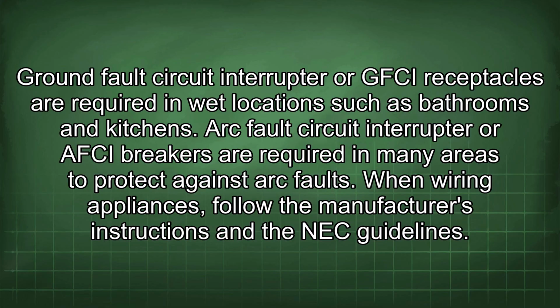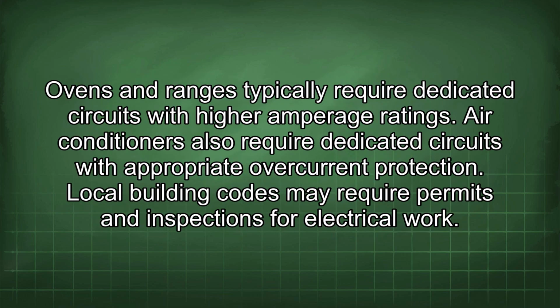When wiring appliances, follow the manufacturer's instructions and the NEC guidelines. Ovens and ranges typically require dedicated circuits with high amperage ratings. Air conditioners also require dedicated circuits with appropriate overcurrent protection. Local building codes may require permits and inspections for electrical work.